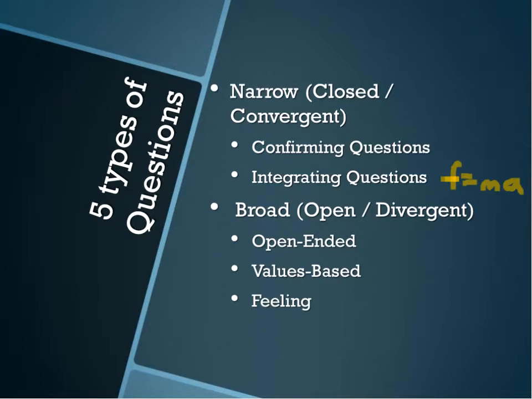Broad questions, open questions, divergent type questions, on the other hand, are very open-ended. That means there's more than one answer that's available. They can be values-based. So maybe I'm asking the students about what they believe ethically in that case, and I'm maybe asking them how they feel about a particular topic or subject that we're studying. So those are open questions. There's more than one correct answer that's possible through those. And these are probably some of the most powerful types of questions that we can ask students in a classroom.